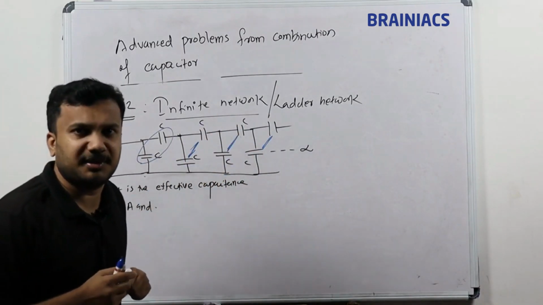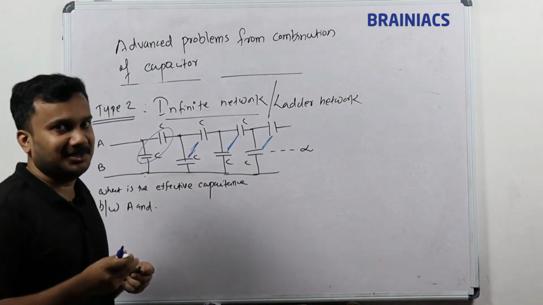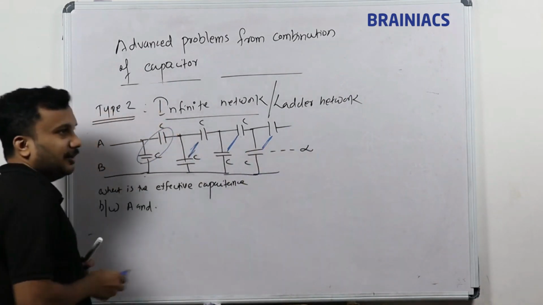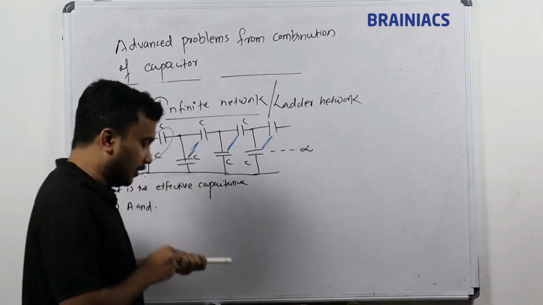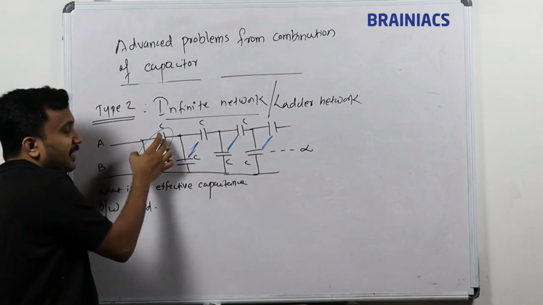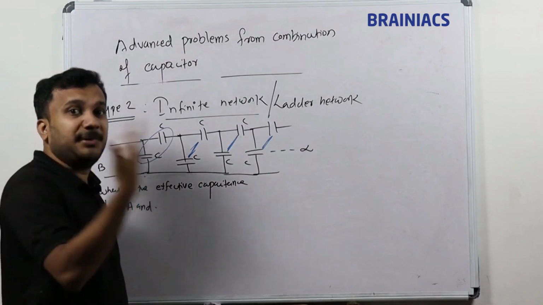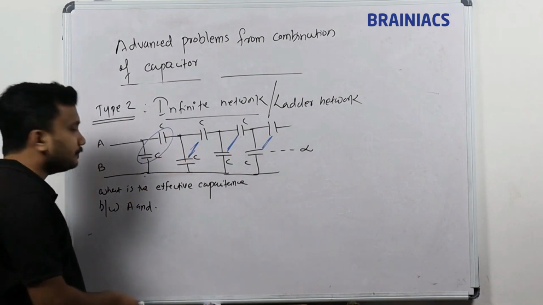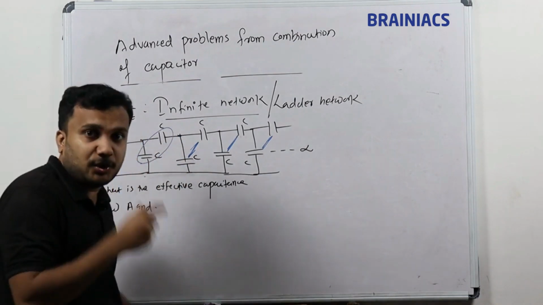How many will there be? 100 or 200? No, we don't know. It keeps on going. It is an infinite network. Whenever you see a problem like this for an infinite network, you have to take one piece which is repeating in the same way. Here this piece keeps on repeating. You have to take the minimum piece.